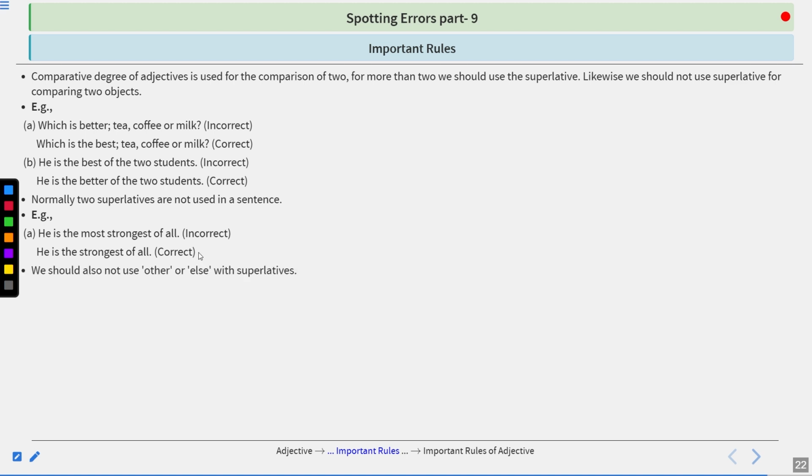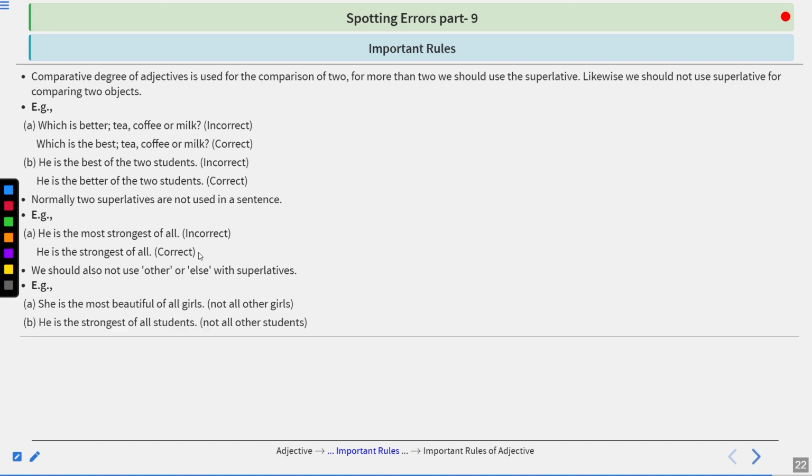We should also not use other or else with superlatives. So do not use other and else with superlative degrees. She is the most beautiful of all girls, not all other girls. So you can't say all other girls. You can say of all girls. He is the strongest of all students, but you can't say all other students because he is also one of the students. So we can't exclude students here.